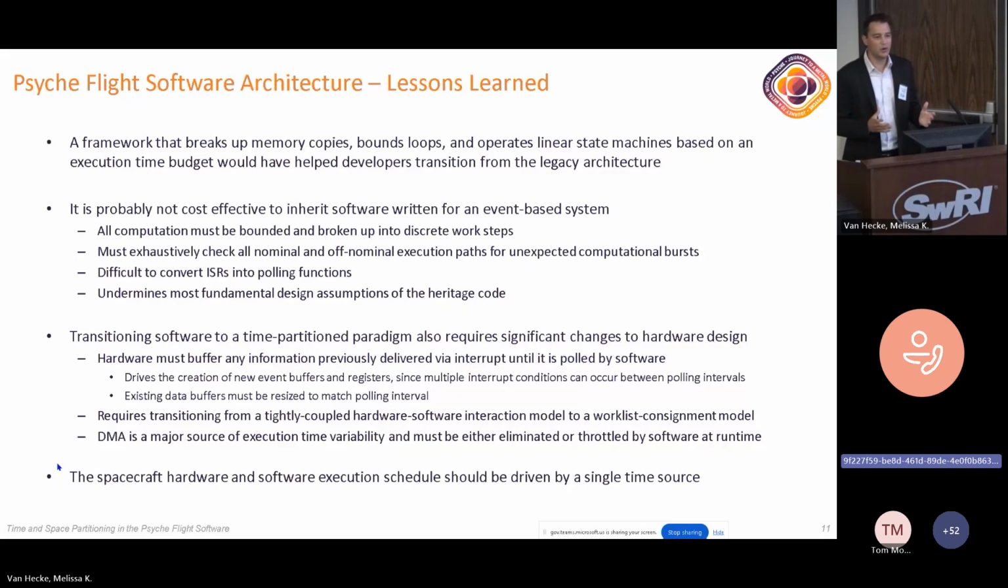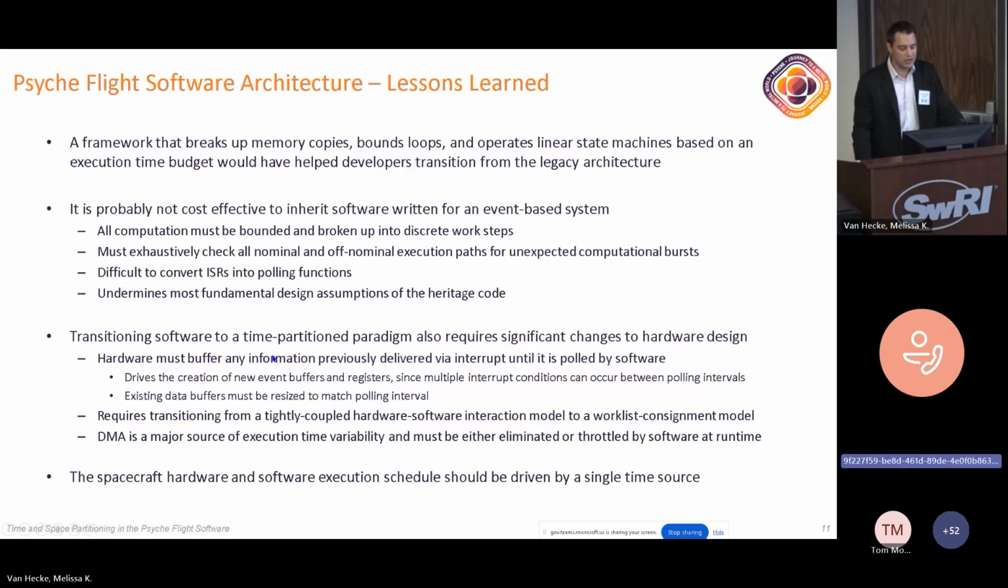Also, we had some cases where we would try to inherit modules from the legacy system and bring it into this deadline-enforced time and space partition world. And we found that's generally not a cost-effective thing to do. It's basically, you need to cost that as a new development because you have to take all the computation that those legacy modules do and break it into discrete work steps. And you have to look for any off-nominal path that could lead to a burst in computation, and you have to address that. So what you're really doing is fundamentally changing the design assumptions of the heritage code, which is why it kind of turns into a new development.